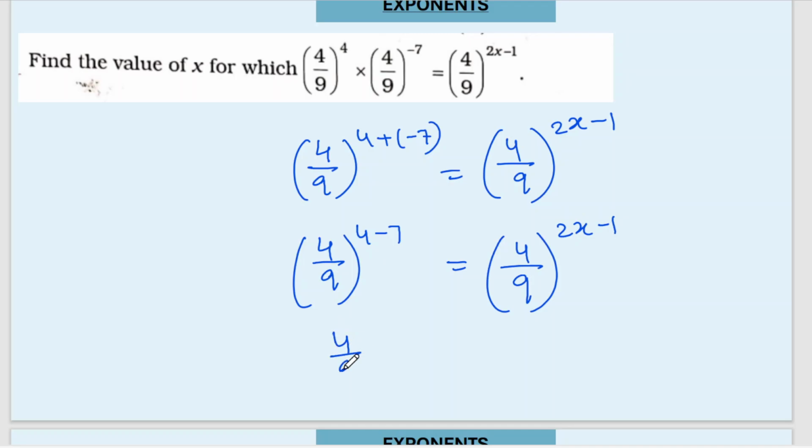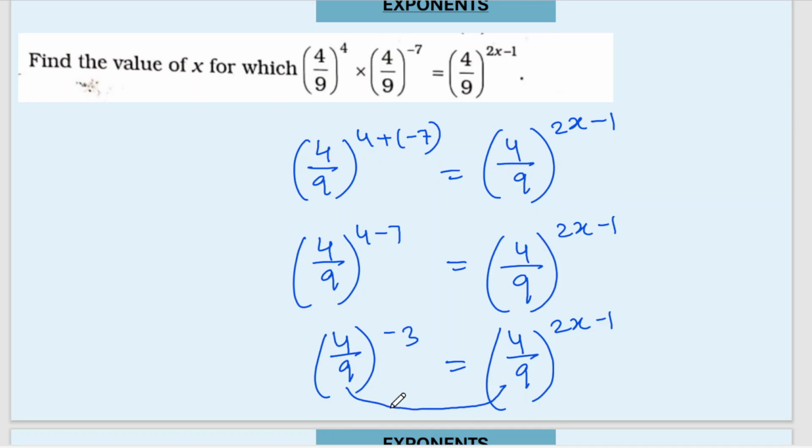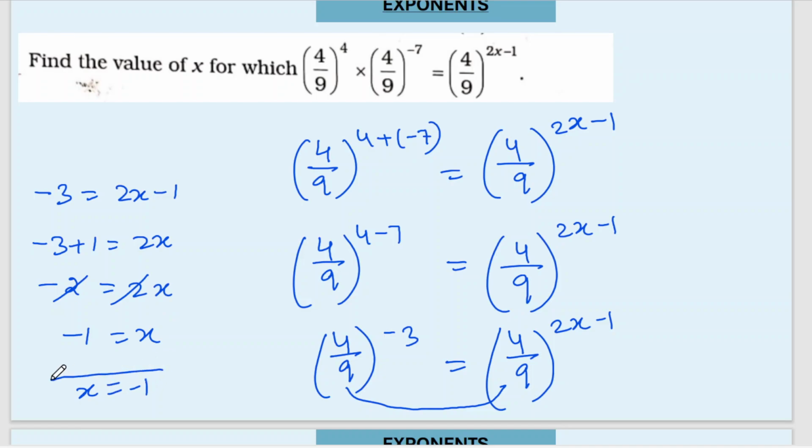So it is 4 by 9 to the power minus 3 equal to 4 by 9 to the power 2x minus 1. So we can see we have the same base on both the sides. So I can write this as minus 3 equal to 2x minus 1, minus 3 plus 1 equal to 2x. It is minus 2 equal to 2x. You can cancel this out and you will get minus 1 equal to x. That means x equal to minus 1 is our answer. Okay. Next question.